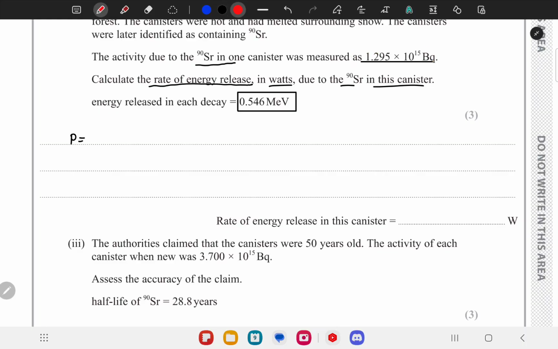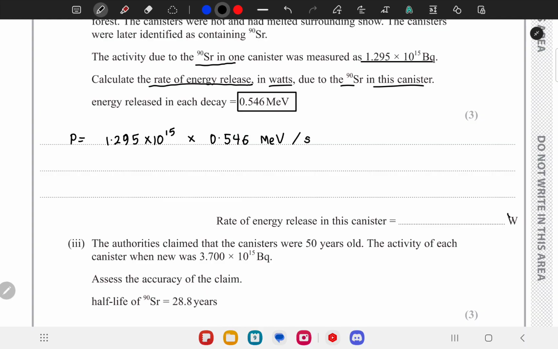1.295 × 10^15 is the number of decays per second. Becquerel is basically per second. So we have 1.295 × 10^15 decays per second. Each decay has an energy of 0.546 mega electron volt. So the power is 1.295 × 10^15 × 0.546 mega electron volt per second.